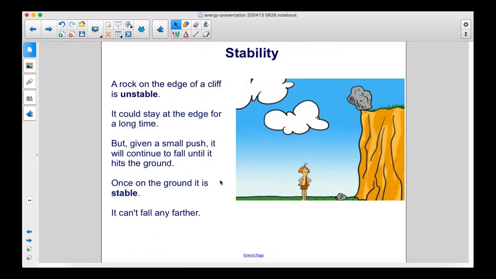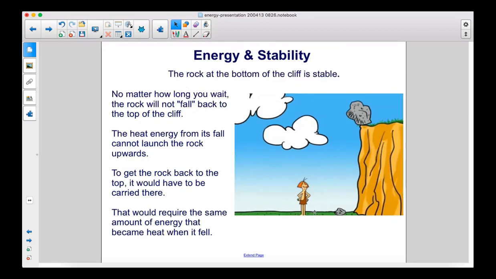A rock on the edge of a cliff is unstable. It could stay at the edge for a long time, but given a small push, it will continue to fall until it hits the ground. Once on the ground, it is stable. It can't fall any farther. The rock at the bottom of the cliff is stable. No matter how long you wait, the rock will not fall back to the top of the cliff.